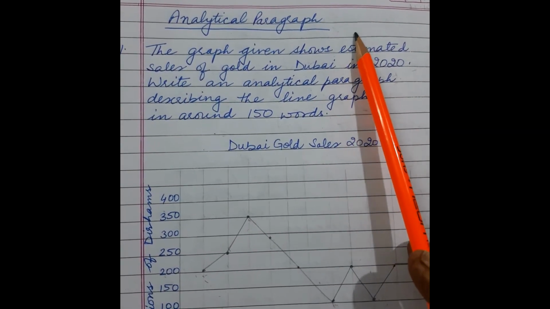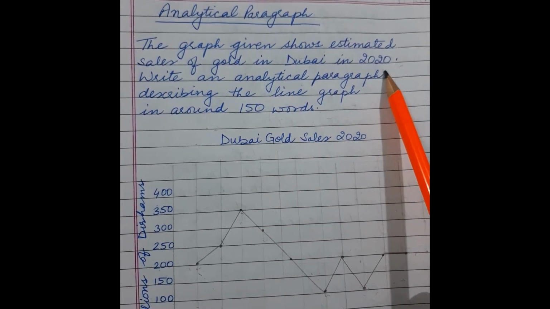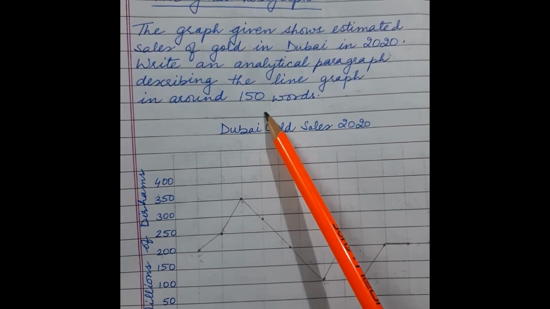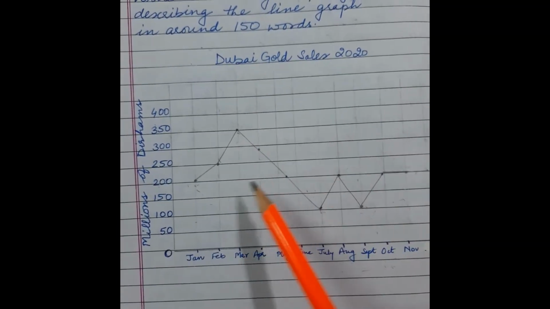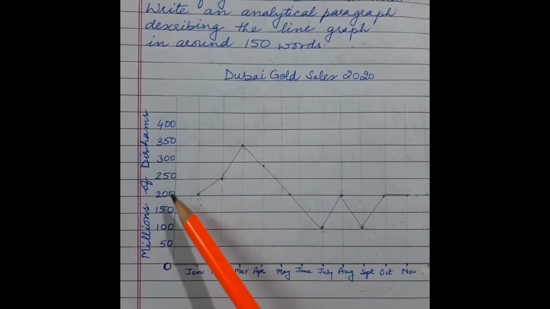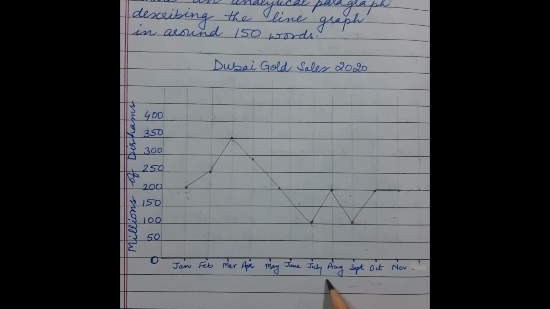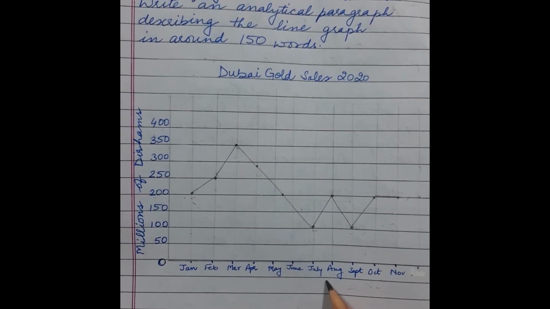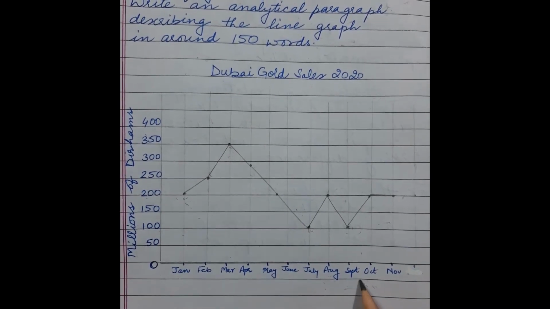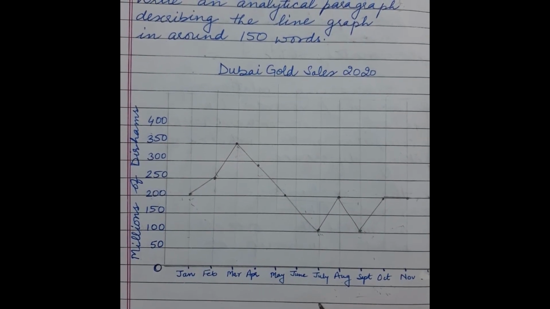Let's go through one example. The graph given shows estimated sales of gold in Dubai in 2020. Write an analytical paragraph describing the line graph in around 150 words. Now look at the line graph. On the x-axis, names of 11 months are written. On the y-axis, the figure is in millions of dirhams. Now let's begin with the introduction. The line graph depicts the estimated sales of gold in Dubai for a period of 11 months in 2020 in millions of dirhams. After it, the body.